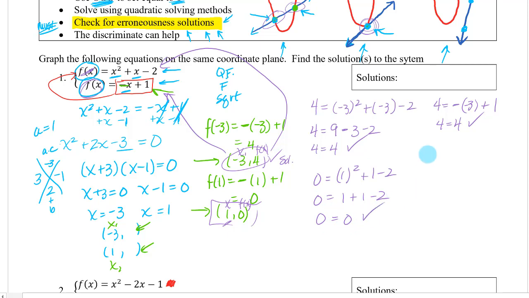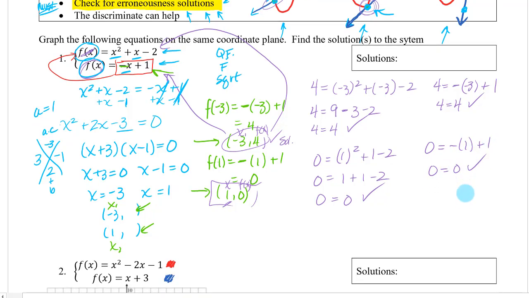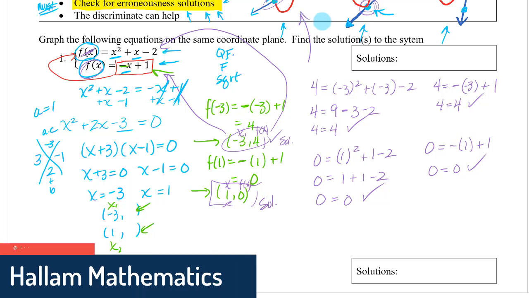Now we need to check it for the linear. So I'm going to go ahead and plug in 0 for my f of x value equal to -1 plus 1, and you can see that that's already going to turn to 0. So 0 does equal 0. So these are both solutions for this system, which means that we do have, of course, this first scenario there.